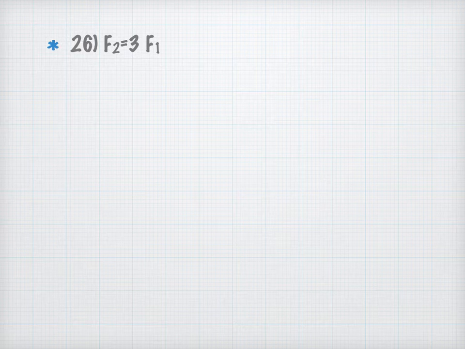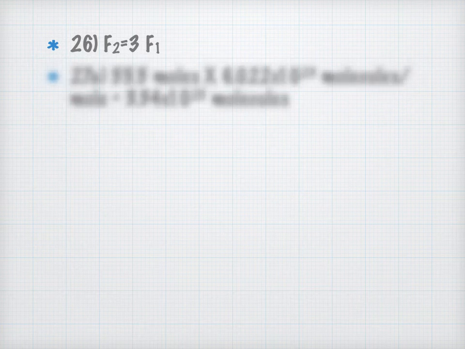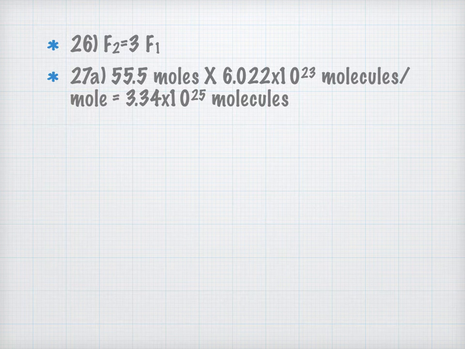Okay, 27A. How many water molecules are there in the water container? So you have 55.5 moles. They tell us there are 6.022 times 10 to the 23rd molecules per mole. So this is basically a unit conversion, which gives us 3.34 times 10 to the 25th molecules. So that's how many water molecules there are.